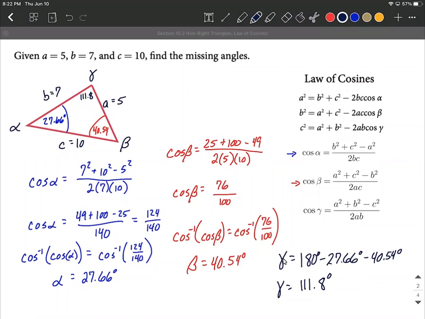Another thing to note when you get done here: biggest angle across from the biggest side length, smallest angle across from the smallest side length, middle angle across from the middle side length, which makes sense when you think about it. But it's a good thing to double check when you get done with these, just to make sure something didn't get mislabeled along the way. So I hope this helps out as you're working on law of cosines, trying to solve non-right triangles. Good luck.